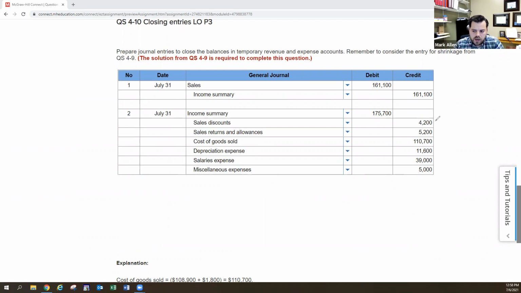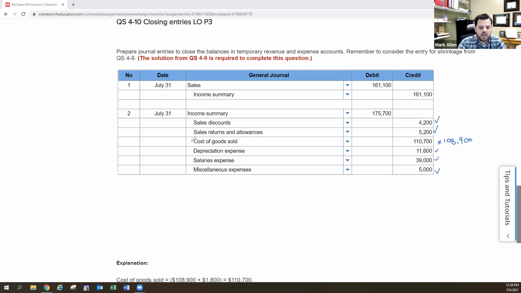Notice sales discounts, that was the number that was given to us. Notice the 5,200 was what was given to us. Notice this that was given to us, right? And I'm going to actually write that in a little bit different spot. I'm just going to write it out here to the side. The amount that was given was 108,900. That does not equal what they've recorded here, this 110,700. So we'll talk about why that is in just a second. But see if you can figure out why that might be before we talk about it. Depreciation expense of 11,600 is what was given. Salaries expense of 39 was given, and miscellaneous expense of 5,000 is what was given.